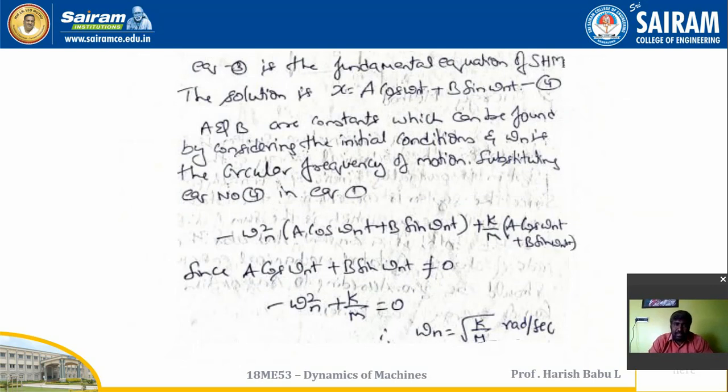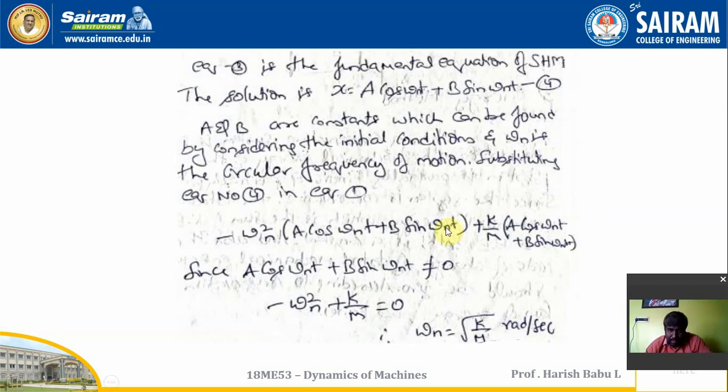The solution of this can be given by x equals a cos omega n t plus b sin omega n t, where a and b are constants which can be found by considering the initial conditions, and omega n is the circular frequency of the motion. Substituting equation 4 in equation 3, I get minus omega n square times a cos omega n t plus b sin omega n t, plus k by m times a cos omega n t plus b sin omega n t.